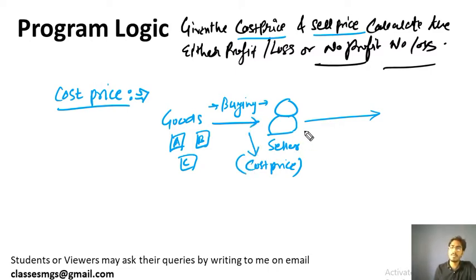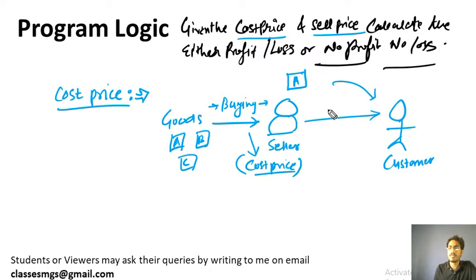Now, as a seller, I will sell it to some customer. Let's suppose I am selling item A to this customer. The price at which I sell item A to the customer is known as the selling price.